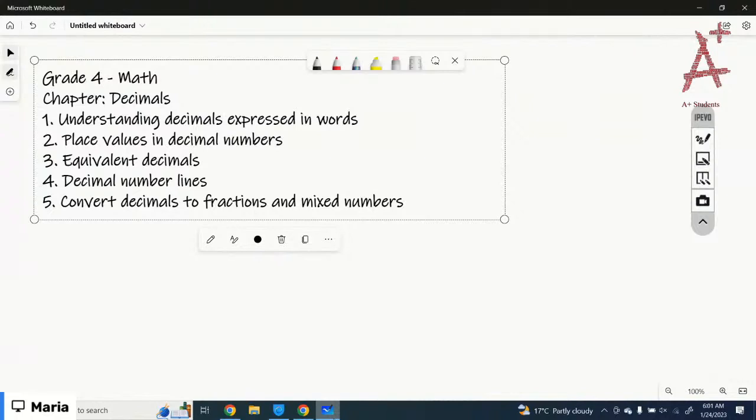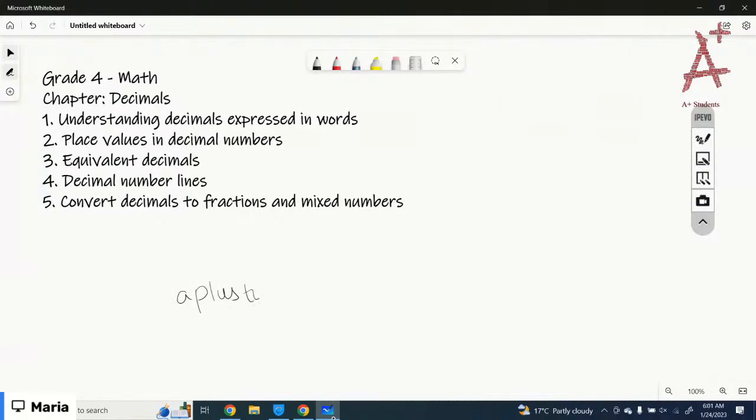So we're going to start with grade 4 maths. You can find all the lessons on aplusstudents.com. You have to log in there using your email address and the password provided by the administrator. Then you have to select math from the subject tab. Scroll down to grade 4 maths and there you can find a list of the chapters.